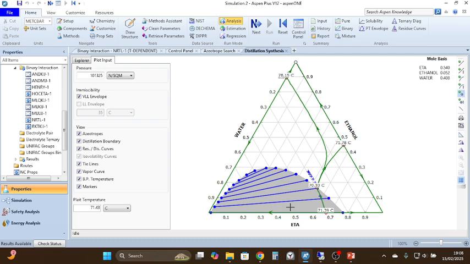Similarly, if we take the marker over here, you can see that this is the point where water is maximum. That is, this is the point of pure water over here, and this is the point of the remaining, that is we have ethyl acetate.